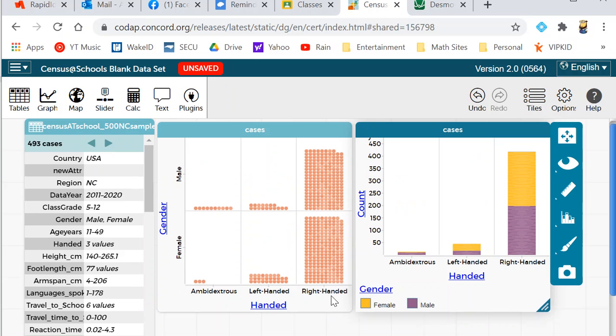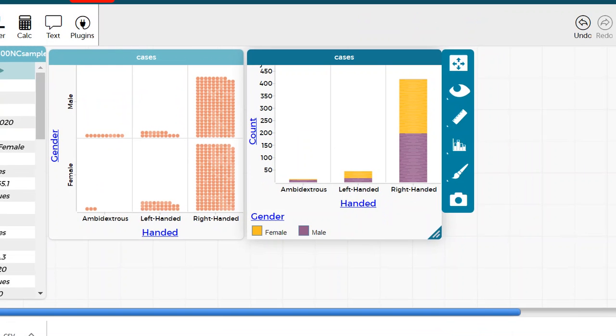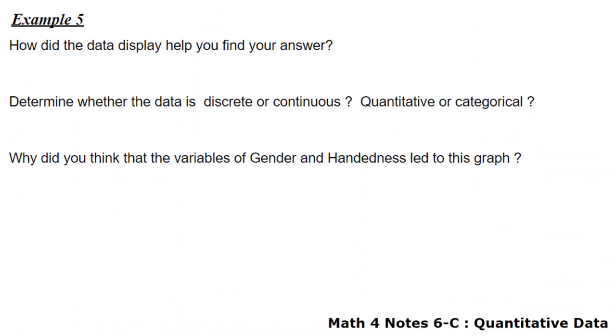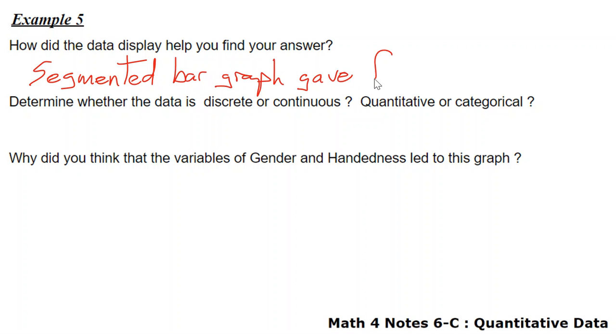Let's answer some questions about it, though. All right, so let's answer some questions. How did the data display help you find your answer? I would say that the segmented bar graph, the yellow and the purple, gave us the frequency of each vote, as it were.